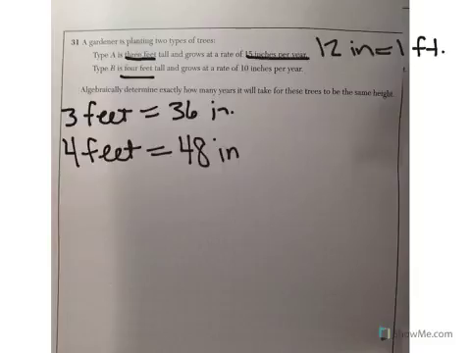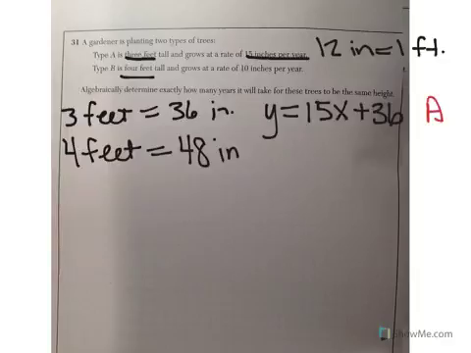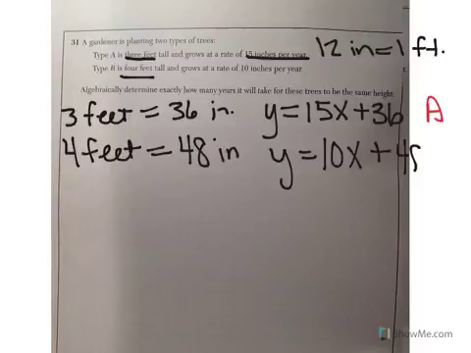So, I have 2 equations, and we'll say that type A is y equals, and I'm going to use 15, that's the rate, so it's like our slope, 15x plus, where we started, 36 inches. So that is our A. And type B will be y equals 10x, that is our slope, our rate of change, plus where we started, which is 48 inches. And that's going to be our B.